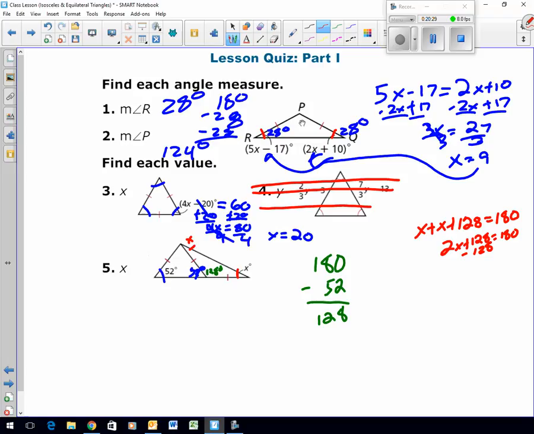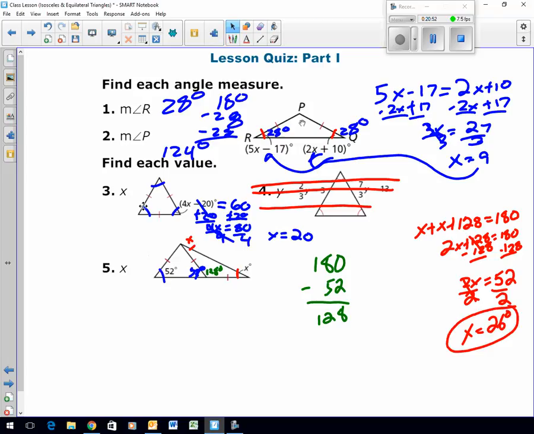Subtract 128. I'm going to give this away to you guys. 2X would be equal to 52. So, what is my final answer here? 26. Okay. All right. Those are the types of problems that we'll be seeing today. Okay. Any questions on that?